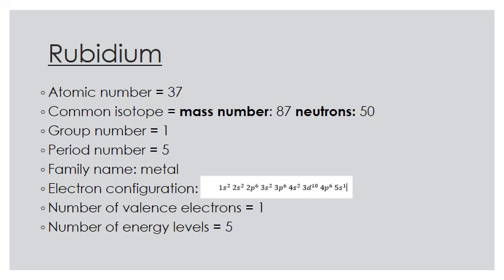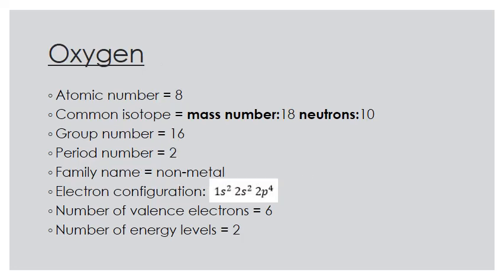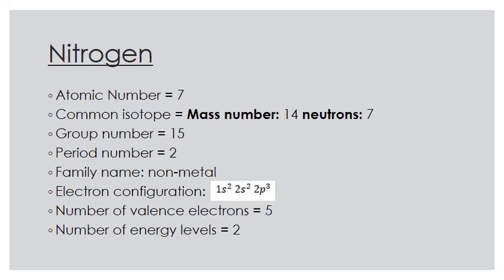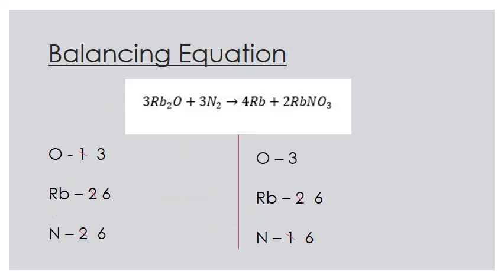The family name for rubidium is metal because rubidium is a metal. The electron configuration is shown right next to electron configuration, and the number of valence electrons in rubidium is 1. The number of energy levels is 5 in rubidium. And this is the element information for oxygen, and the element information for nitrogen.